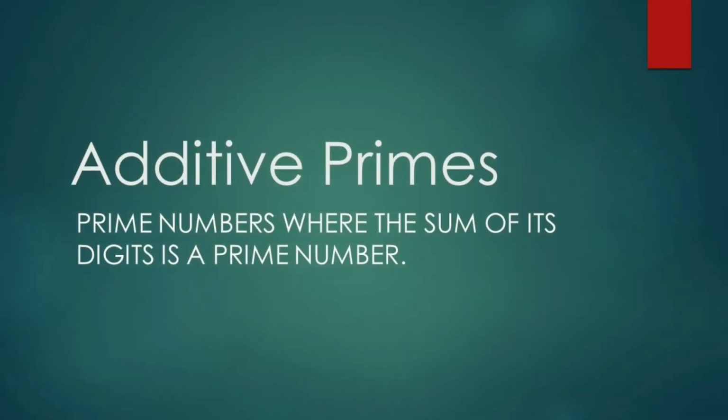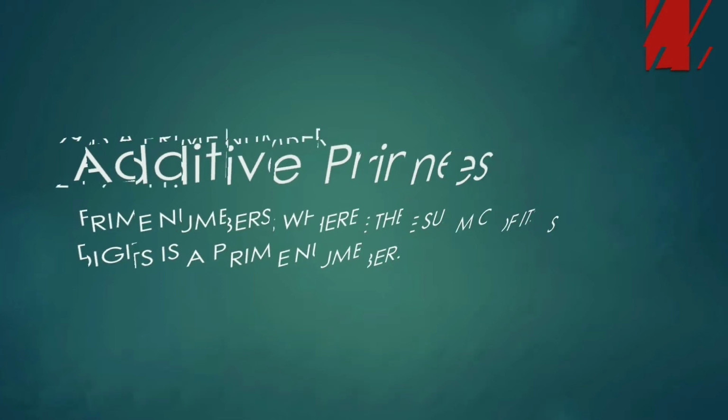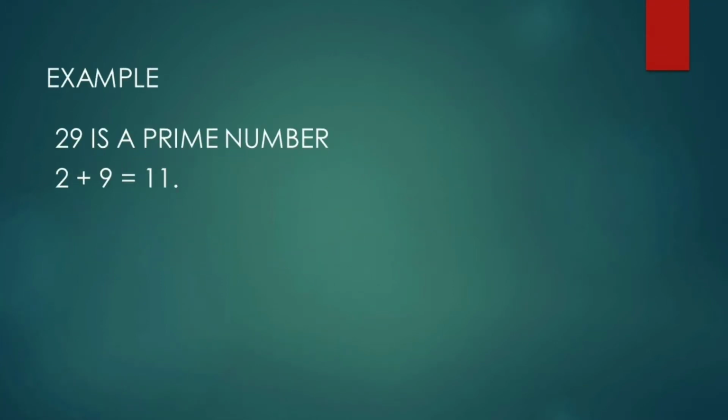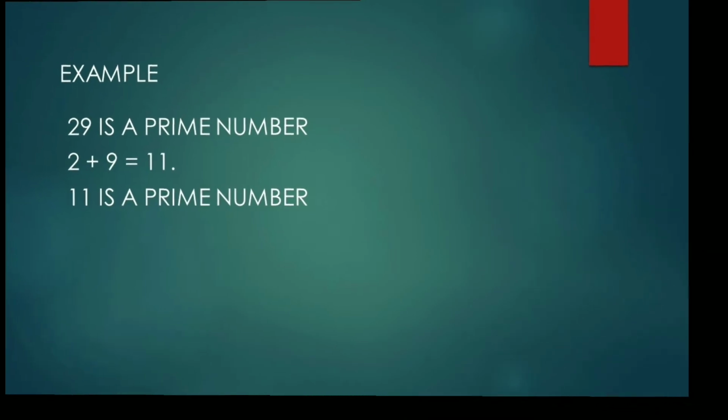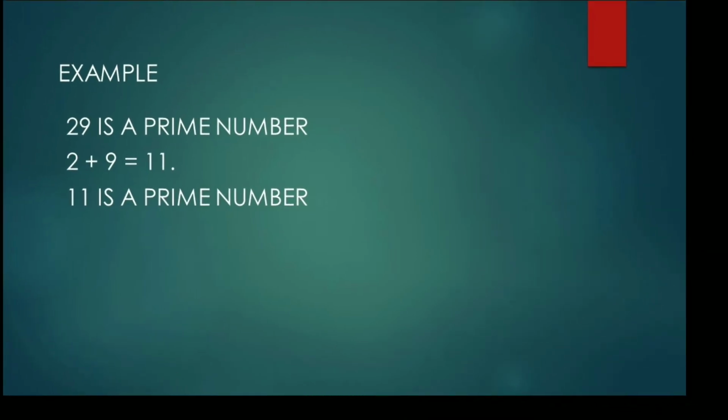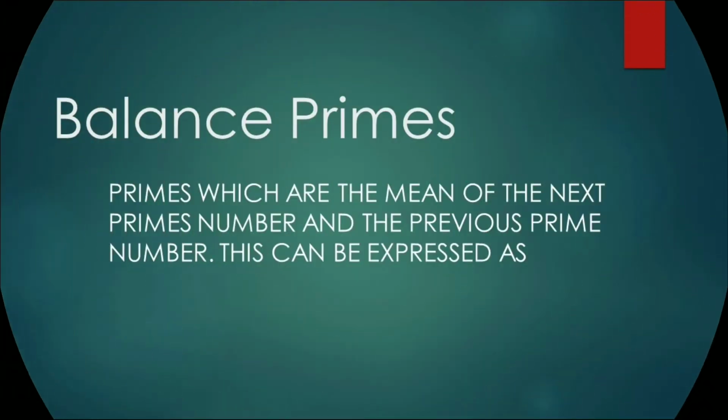There are types of prime numbers. Some of those are additive primes, which can be defined as prime numbers where the sum of its digits is a prime number. Example, 29. 29 is a prime number and 2 plus 9 is equal to 11. 11 is a prime number.